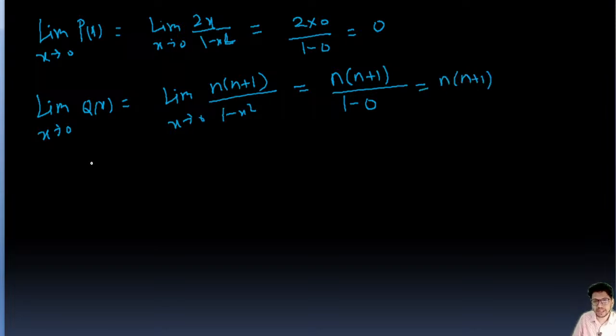So we are getting a finite value, right? This means x equal to 0 is an ordinary point for this Legendre differential equation. X equal to 0 is an ordinary point.